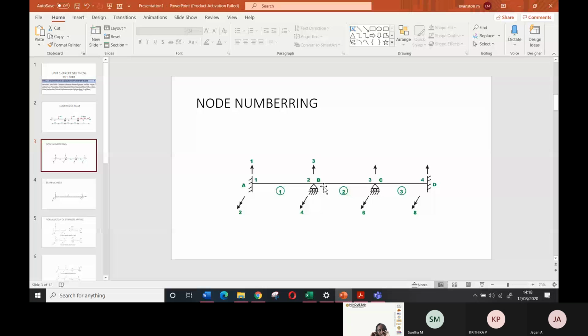Can I hear from Sweta? What is the difference between them? So what about Kritika? Yes, ma'am, I understand. Because why I'm stressing all these things: these are very important to formulate the stiffness matrix.